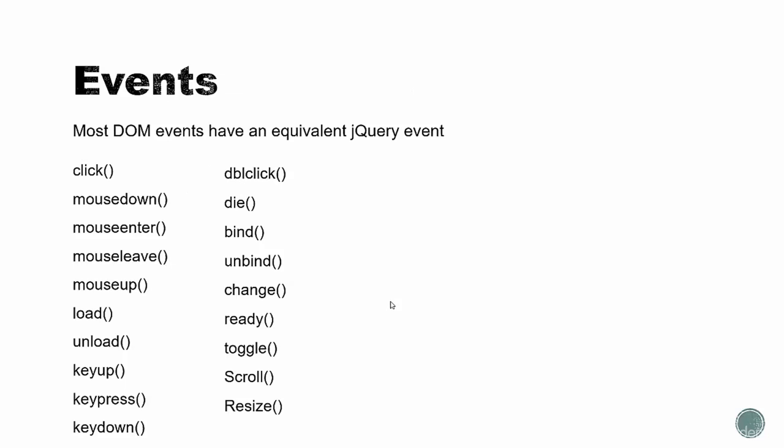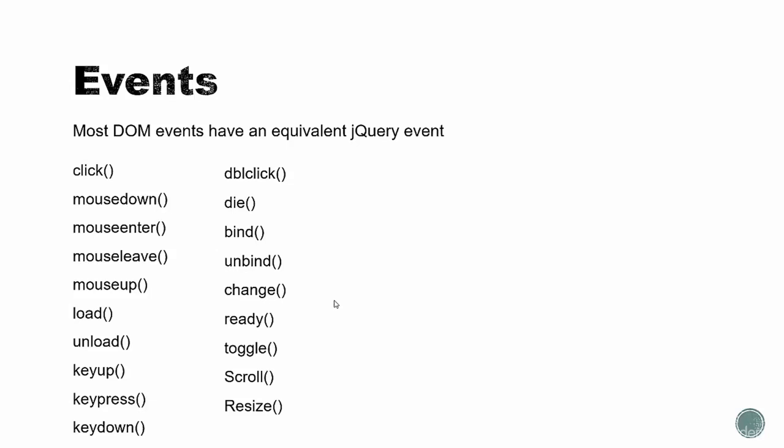So just like with JavaScript, jQuery has its own events. Most DOM events have an equivalent in jQuery. So you can see we have click, mouse down, mouse enter, mouse leave, mouse up. So we have a bunch of different mouse events that we can use. Load, unload. We have a bunch of different keyboard events that we can use. Double click, die, bind, unbind. I'm not going to go through all of these and what they do. We will be touching on most of them throughout this section.